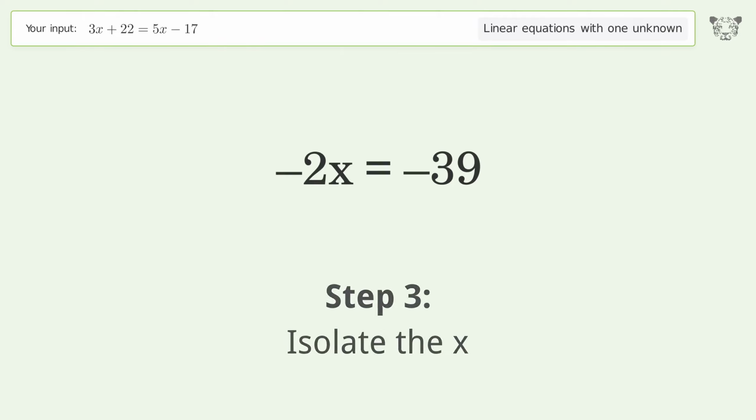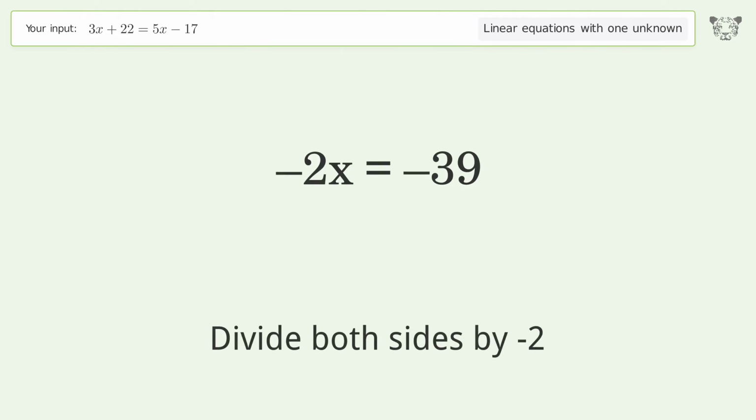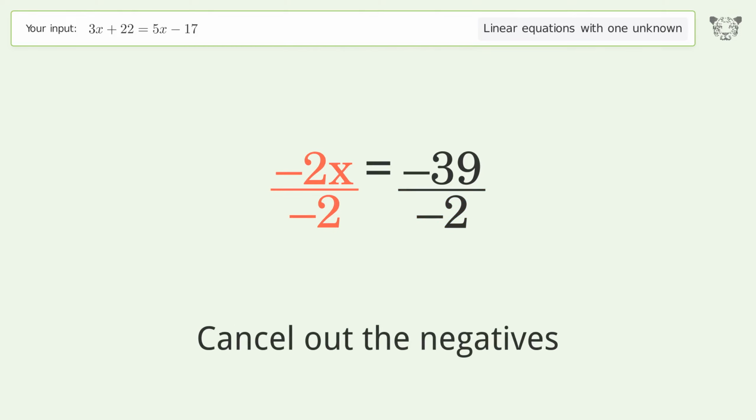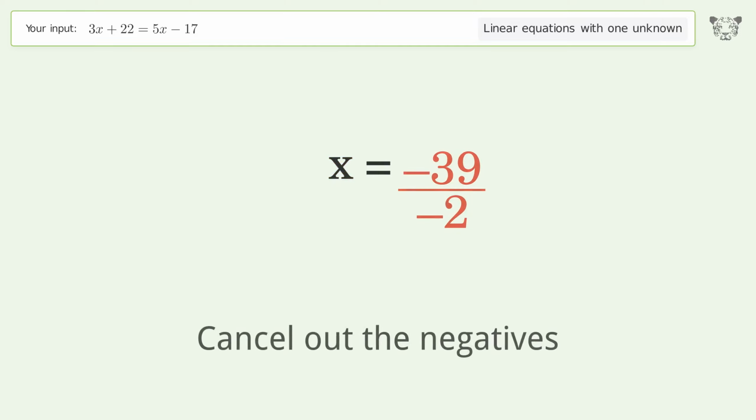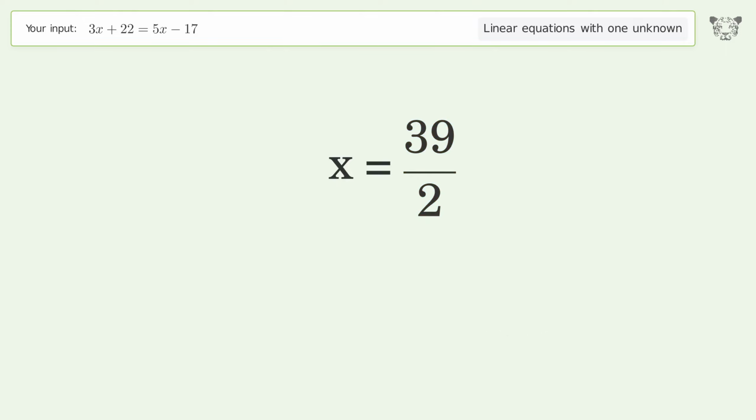Isolate the x. Divide both sides by -2. Cancel out the negatives. Simplify the fraction. Cancel out the negatives. And so the final result is x equals 39/2.